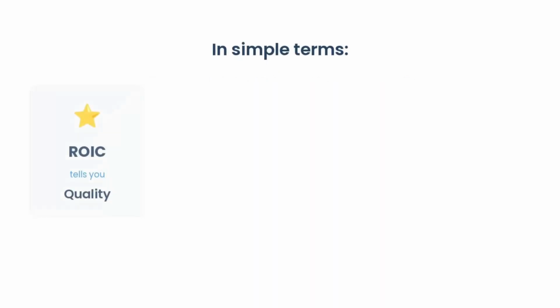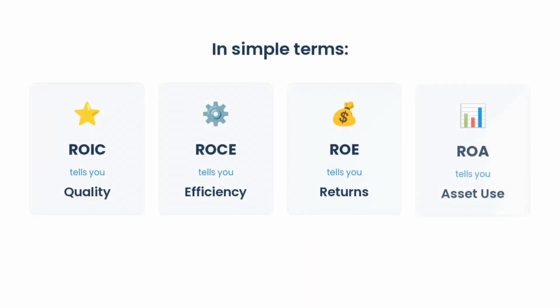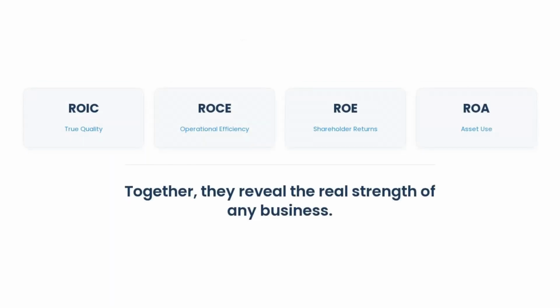In simple terms, ROIC tells you value generation quality. ROCE tells you efficiency of capital. ROE tells you rate of returns. And ROA tells you asset use efficiency. Together, they reveal the real strength of any business.